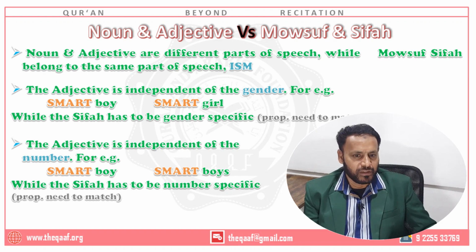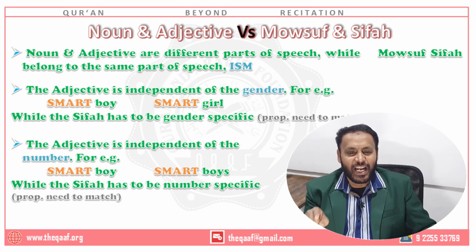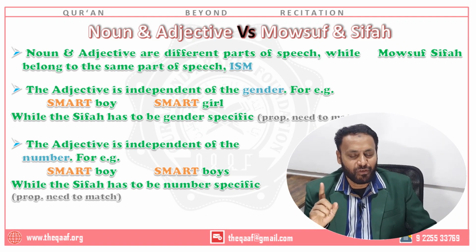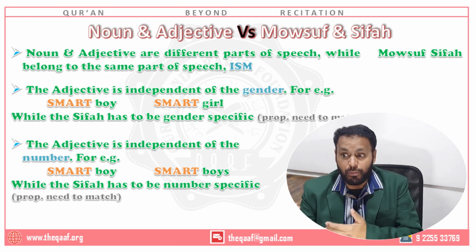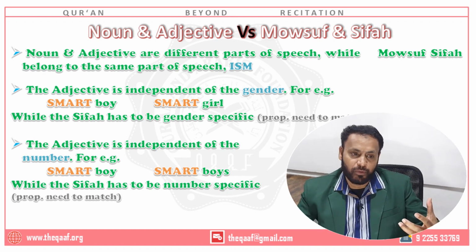Good boy, good girl, good man, good woman. The good remains good. It doesn't become goody for a female. It remains good. Well, guess what? Arabic says no. We don't accept that. When you are describing a female, you better use a female adjective. And if you are describing a male, you better use a male adjective. That's what Arabic says. It's the opposite of what English does. In Arabic, our adjectives are gender specific. So you have to keep in mind, whenever you are constructing a mawsuf sifa, make sure your sifa's gender matches the mawsuf's gender. Otherwise, they will not be mawsuf sifa. That's very important. That's the second difference.